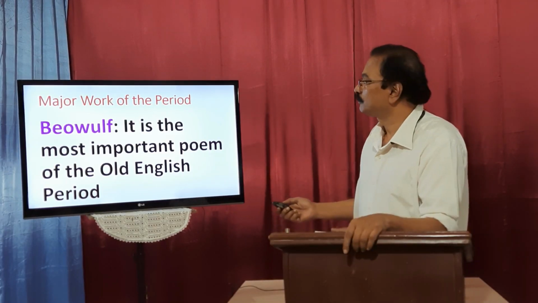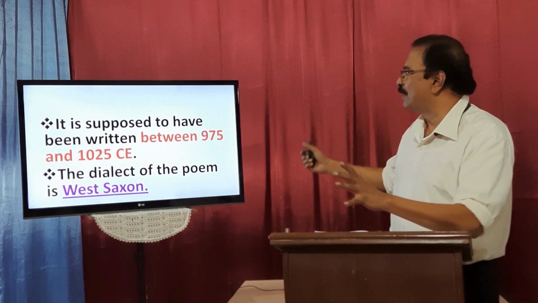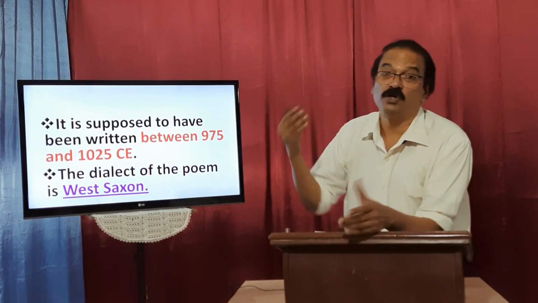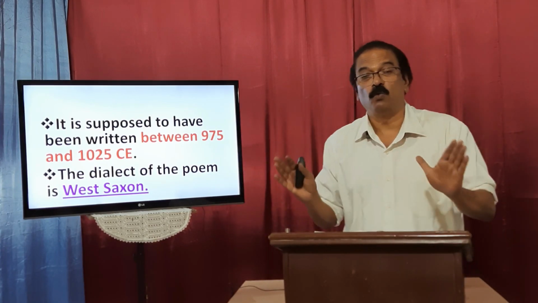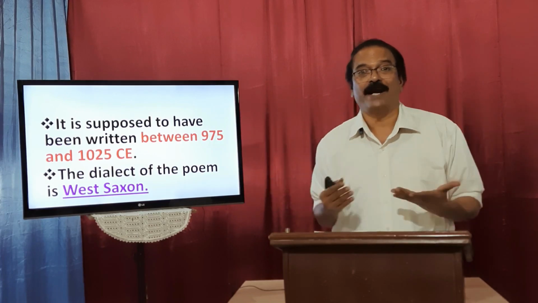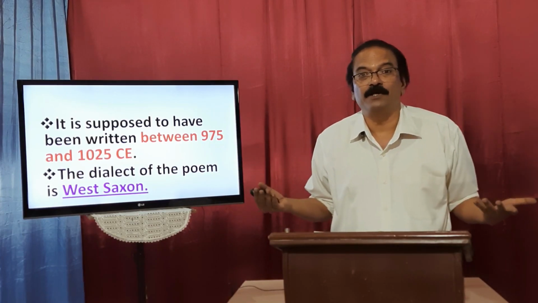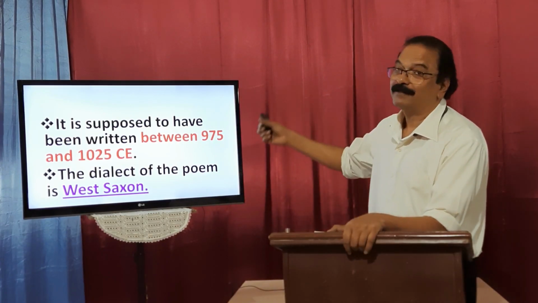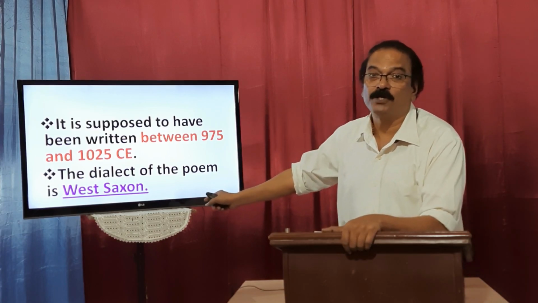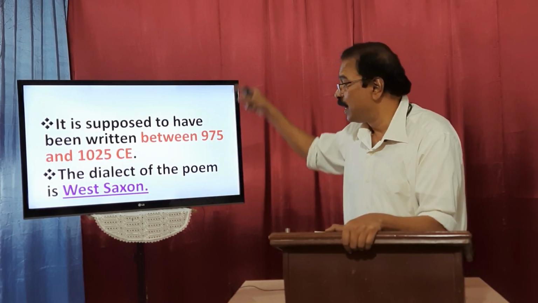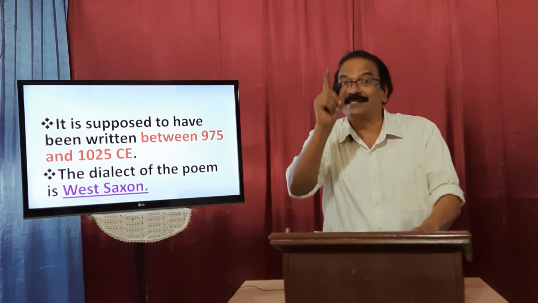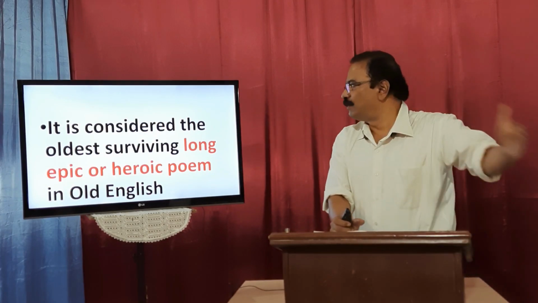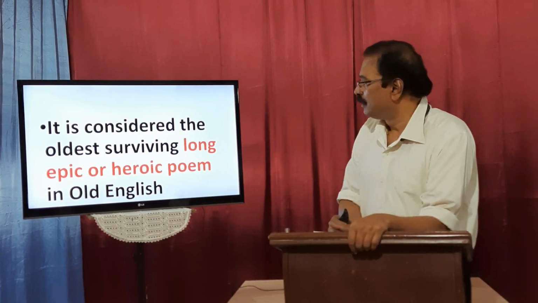Shall we continue? Okay, now it is supposed to have been written between 975, we don't know the exact date, and 1025, during this period. We don't know when it was written, and we do not know who wrote it. Generally known as Beowulf poet. Anonymous poet. And the next one is very important from the examination point of view. The poem Beowulf is written in West Saxon dialect. West Saxon dialect, remember. Now, it is considered the oldest surviving long epic poem in Old English.